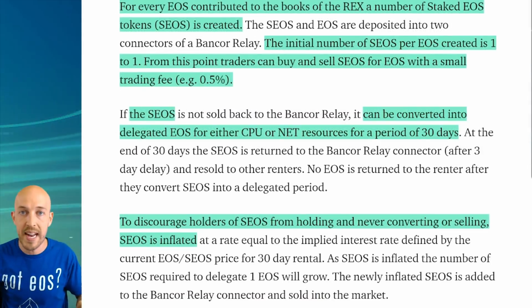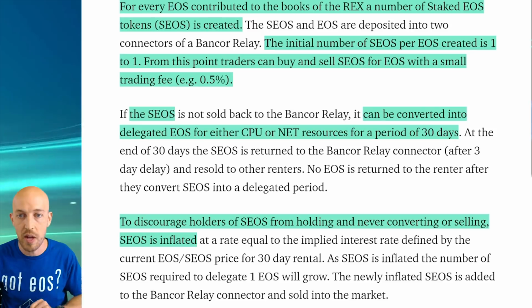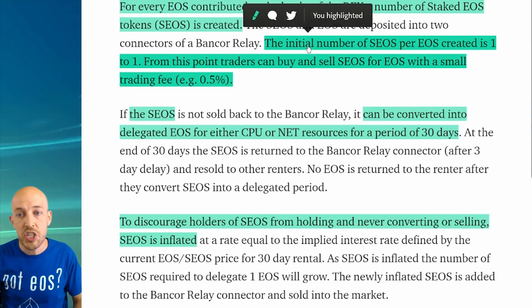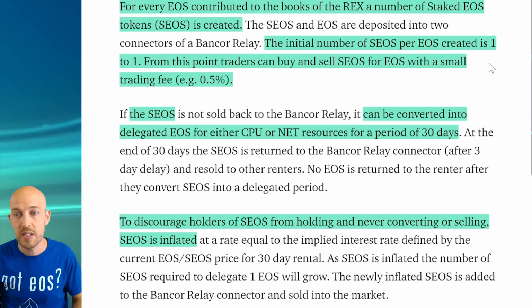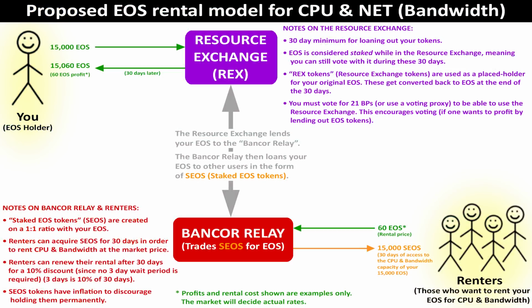Good, so now let's bring this back to Dan's write-up now that we have an idea of what the Bancor system is all about, the Bancor relay. The initial number of SEOS, staked EOS, tokens per EOS is 1-to-1. From this point, traders can buy and sell SEOS for EOS with a small trading fee, for example, 0.5%, which would be the same as the RAM trading fee. And so a borrower would buy some SEOS, paying with his EOS. In the example that we have on this picture, he would be using 60 EOS to buy 15,000 EOS tokens worth of CPU and bandwidth, but it only costs him that 60 EOS, which goes to the renter.